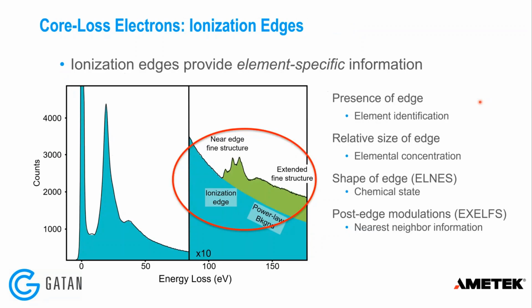As we all know, ionization edges in the EELS spectrum provide element-specific information. The presence of an edge tells us what there is, so it's good for element identification. The relative size of the edge tells us how much of that element there is. The shape of the edge, the near edge fine structure, tells us about the chemistry and the bonding, and post-edge modulations tell us about nearest neighbor information.